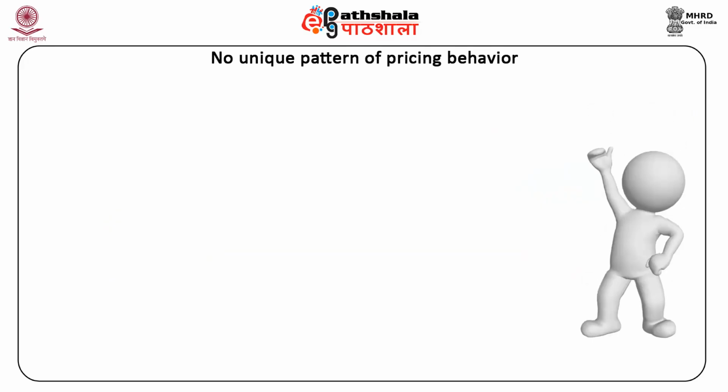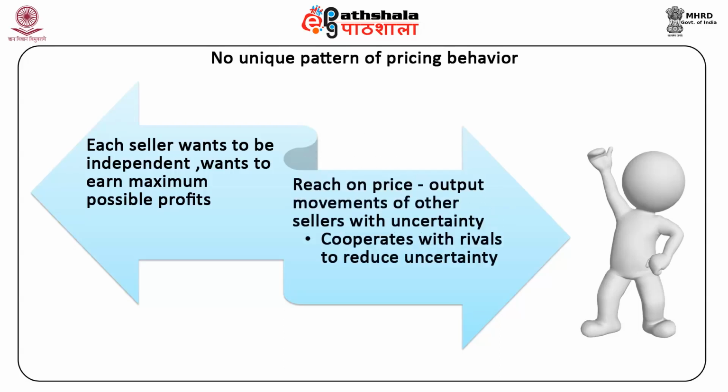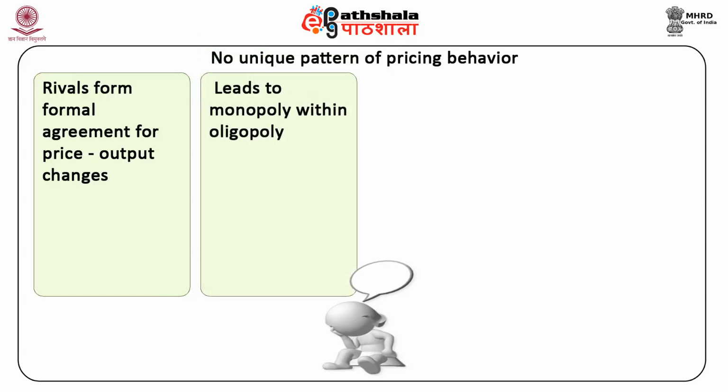Due to the rivalry arising from interdependence among the oligopolists, each seller wants to be independent and wants to earn the maximum possible profits. In order to fulfill this motive, they act and react to the price-output movements of other sellers with uncertainty, for which each is ready to cooperate with his rivals in order to reduce or eliminate this element of uncertainty. For this, all rivals form a kind of formal agreement with regard to their price-output changes, which in turn leads to a kind of monopoly within oligopoly.